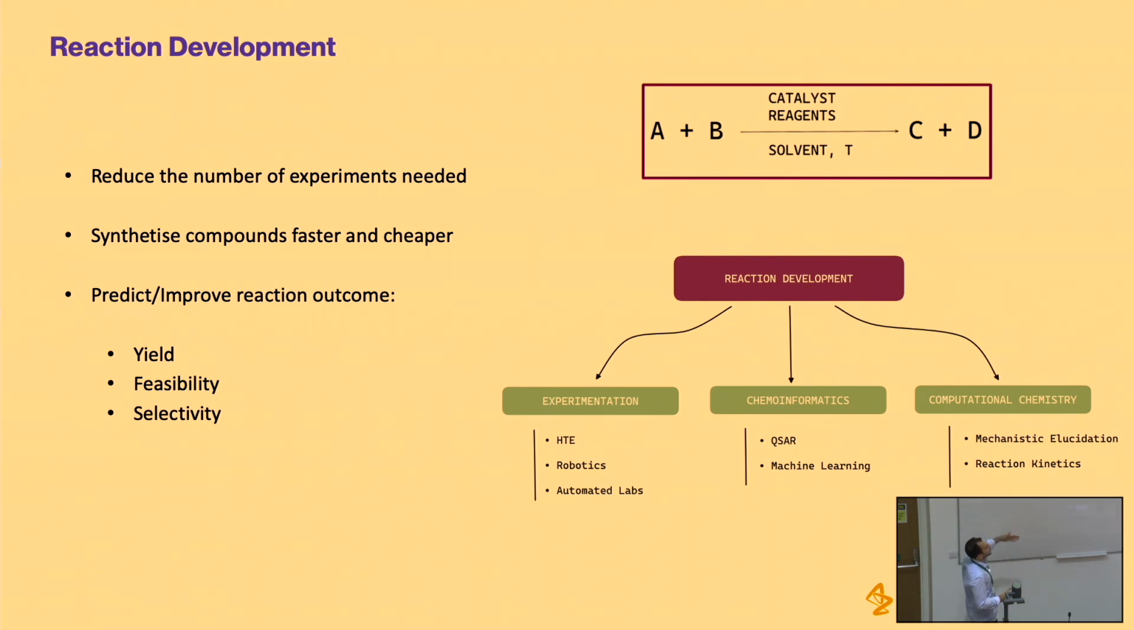Then we have chemoinformatics, with statistical techniques such as QSAR or machine learning, where we can build models from all the data that we gather. And then, maybe this is a bit of a personal bias, I also added computational chemistry, because with computational chemistry we can build mechanistic models from the theoretical basis and understand really what's going on in the reaction and use this knowledge to predict the outcome. So in this talk, I'm going to focus mainly on computational chemistry and the interface with chemoinformatics.